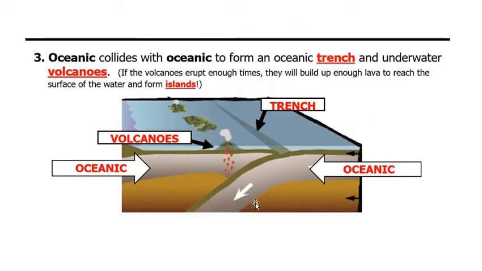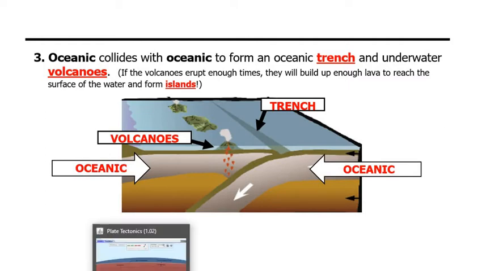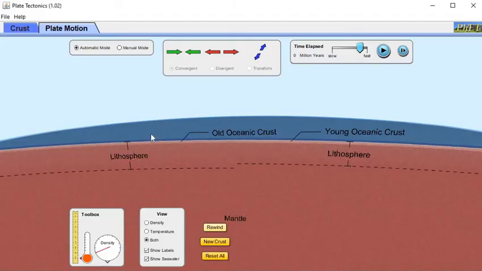Our final combination would be an oceanic plate colliding with another oceanic plate. And this is going to be very similar to what we saw with an oceanic hitting a continental plate. The only difference is that one of those plates is underwater, so the stuff it forms is underwater. And again, you'll want to take a moment to pause this to copy those down. Let's go ahead and take a look at an oceanic plate hitting an oceanic plate.